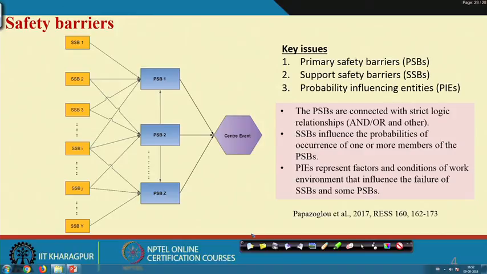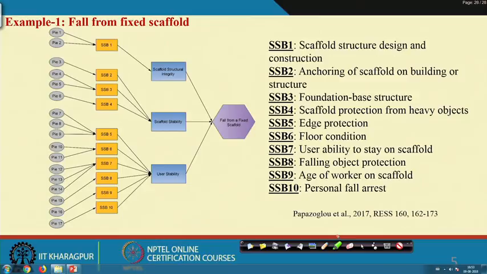Now, let us see the first example, that scaffold example. All of you know the scaffold. If you go to any construction site, you will find workers doing construction activities, for example, making a three-story building, five-story building, or a bridge, and there are a huge number of such cases where scaffold is used basically for working at height. Now there is a chance of falling from scaffold. So, here we are considering fall from fixed scaffold. This example I have taken from this paper.